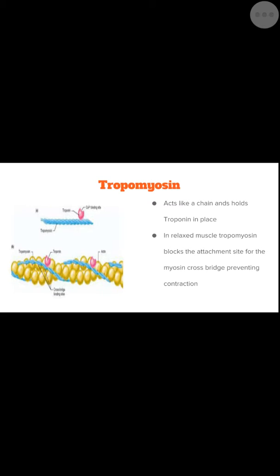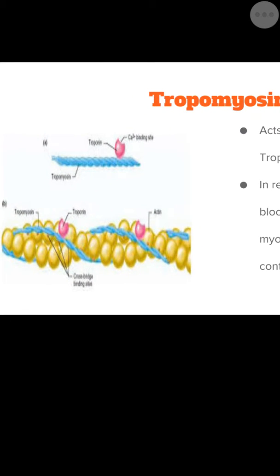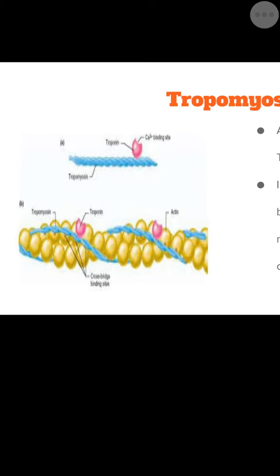Tropomyosin acts like a chain and holds troponin in place. In relaxed muscles, tropomyosin blocks the attachment sites from the myosin cross bridge, preventing contraction. So tropomyosin is the blue part in this thing.